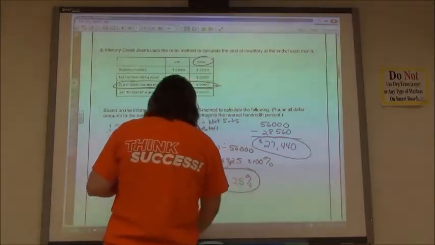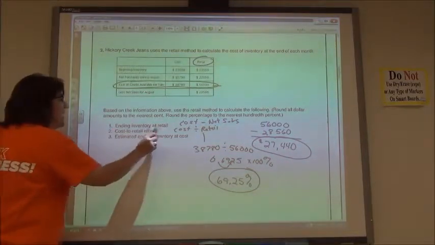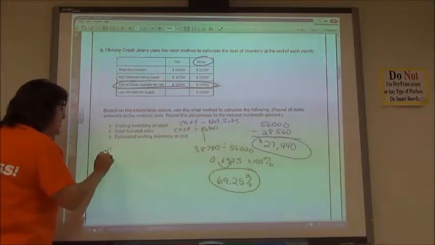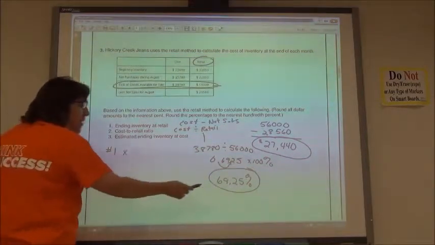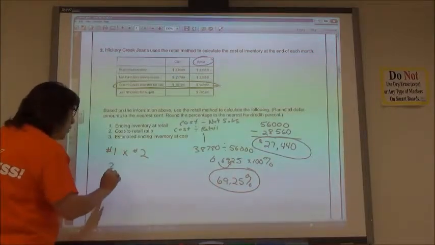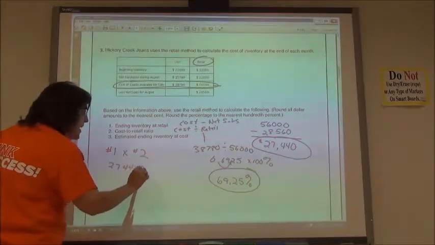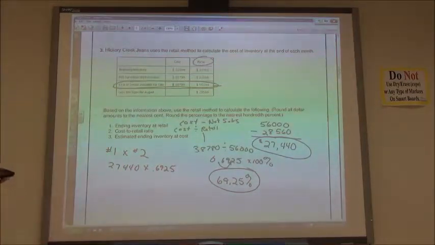And then we're going to do the third part. The third part says find the estimated inventory at cost. We're going to take the ending inventory at retail, which is the answer to number 1. We're going to multiply it by that cost to retail ratio that we found in number 2. And so the 27,440 times the 0.6925.